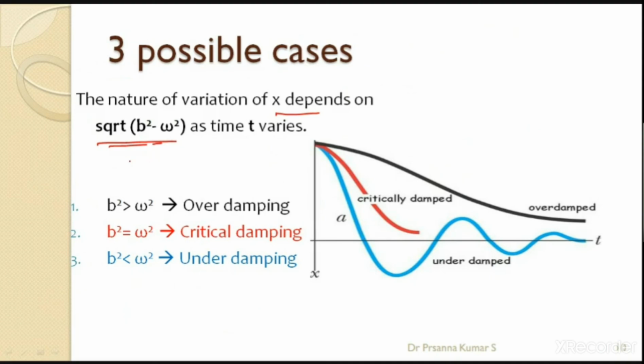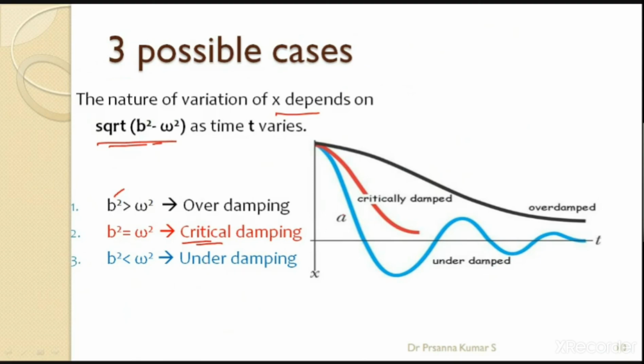We can have three possible cases. What are they? B square can be greater than omega square. Such a case is called the overdamping case. If b square is equal to omega square, it is called the critical damping case. If it is less than, it will be called the underdamping case.